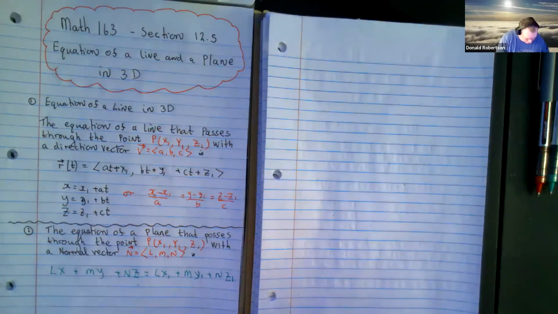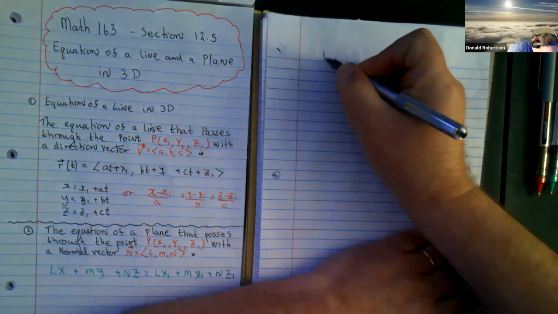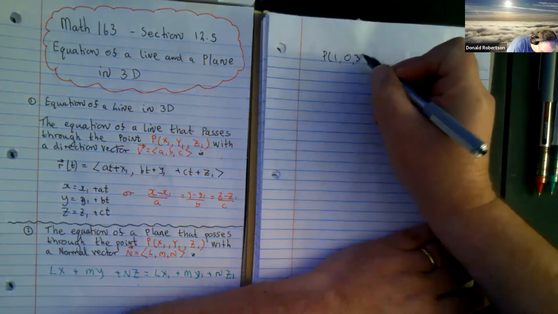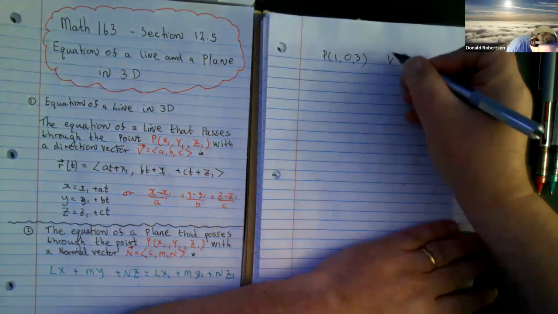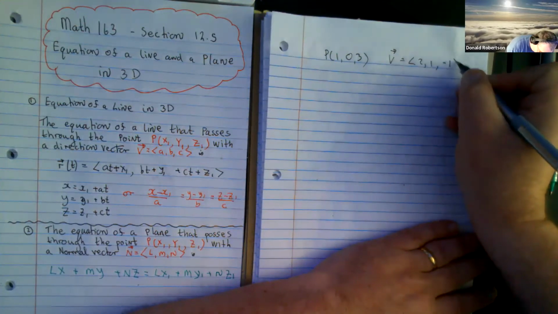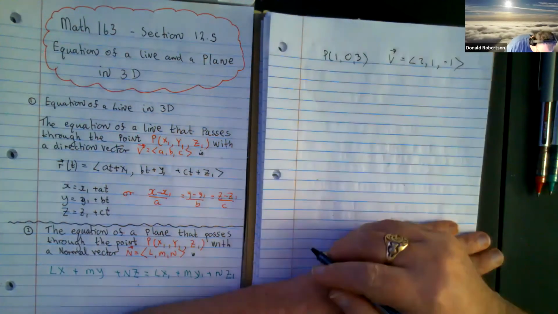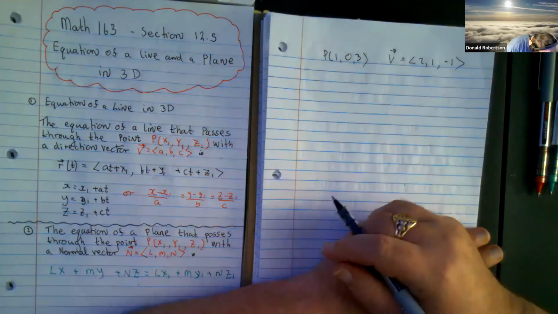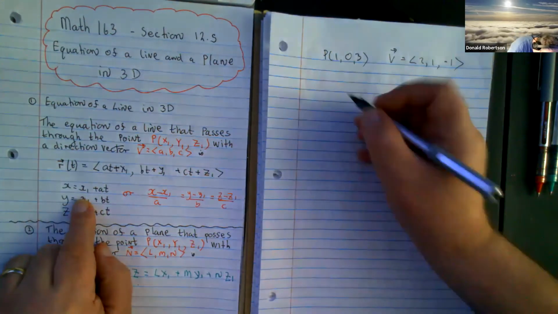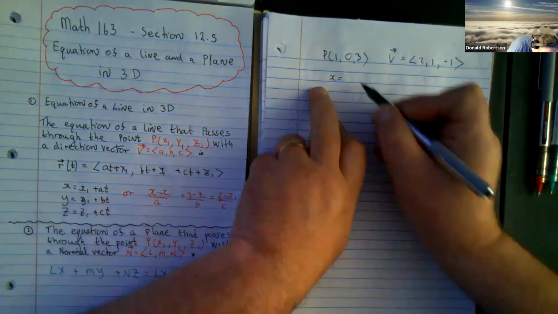So the kinds of questions that you're going to get for the equation of a line, I could just tell you, let's do one as an example. I want the equation of the line that passes through the point (1, 0, 3), and it has a direction vector (2, 1, -1). Right, you want the equation of that. Let's suppose they say they want the equation in its parametric form, then you would just go something like this.